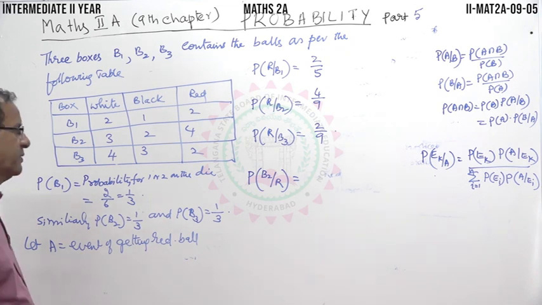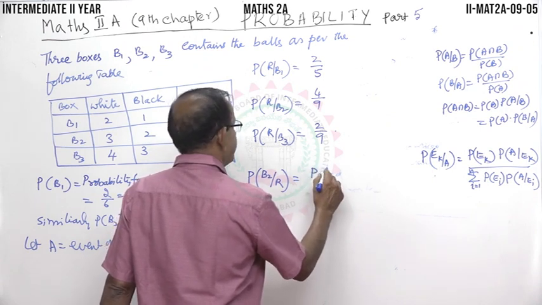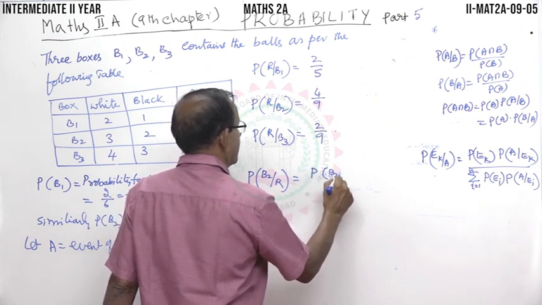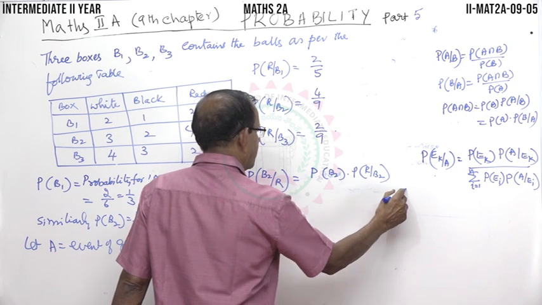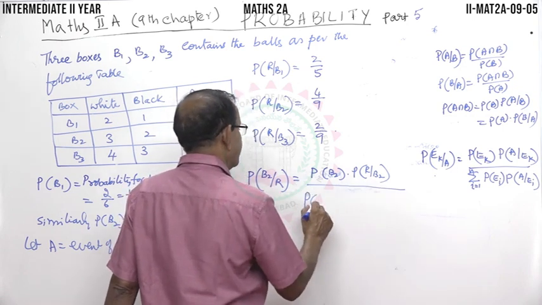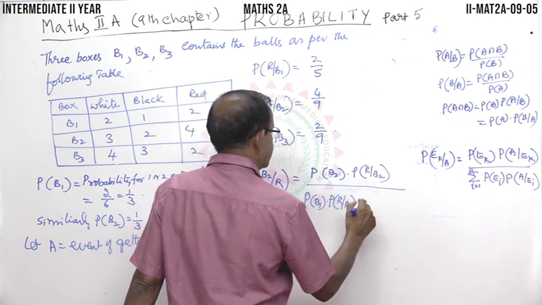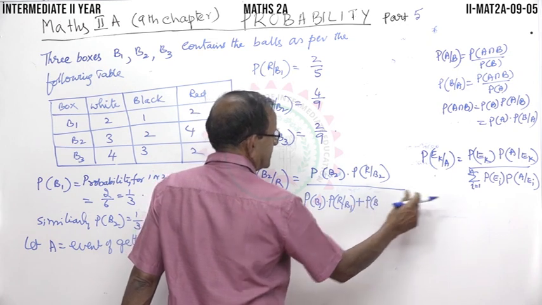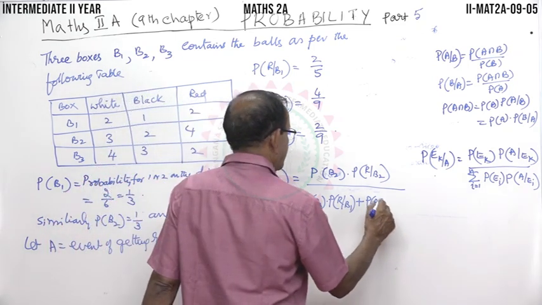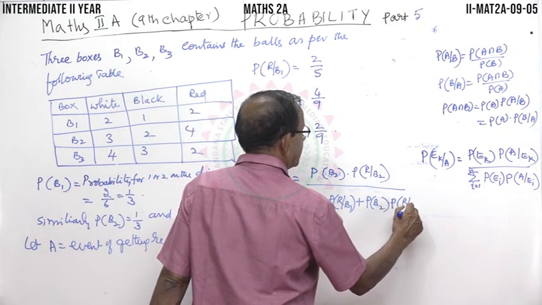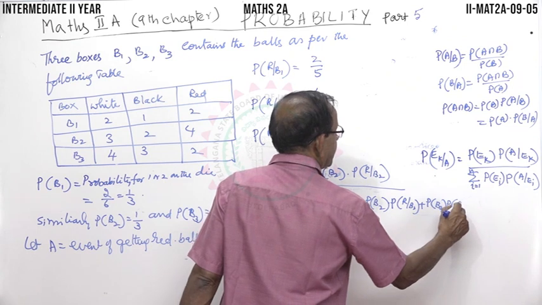Use that formula for B2 by R. Now this is P of B2 into P of R by B2, divided by P of B1 into P of R by B1 plus P of B2 into P of R by B2 plus P of B3 into P of R by B3. This is the summation up to 3; 1 to n means here n is 3.